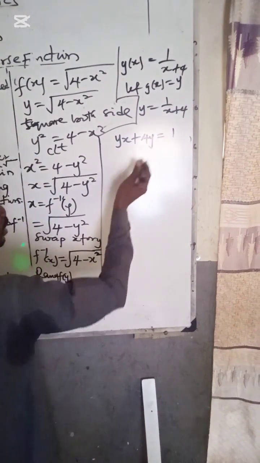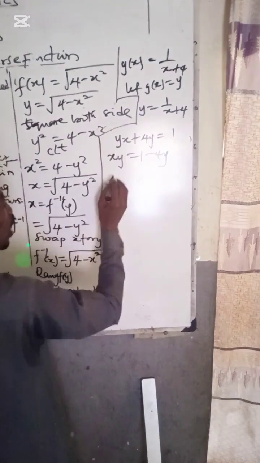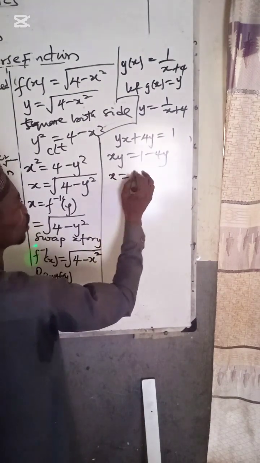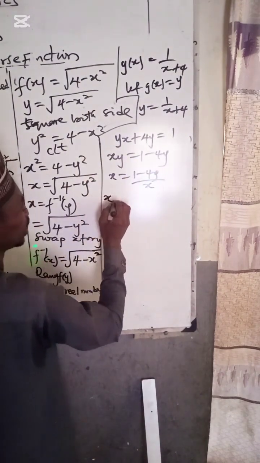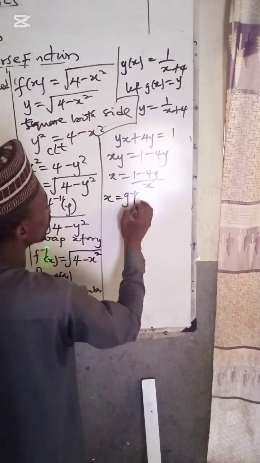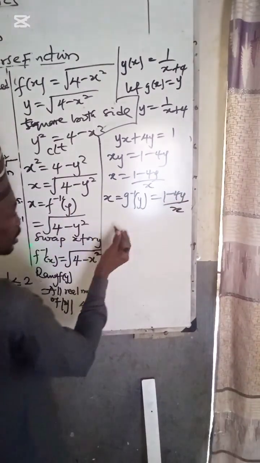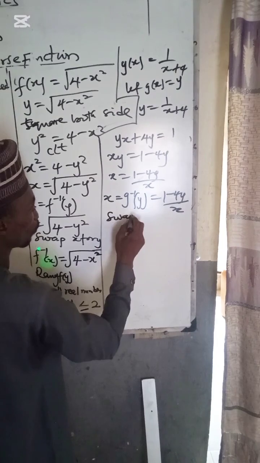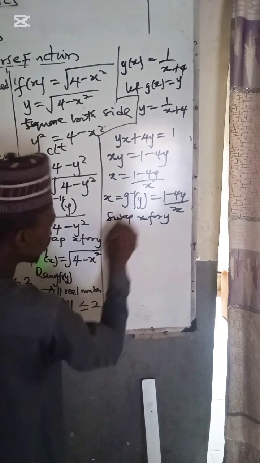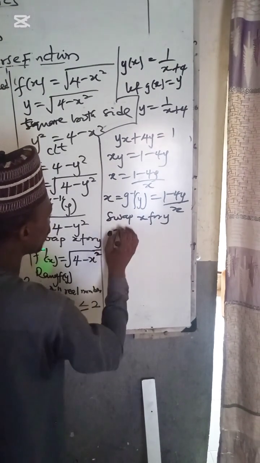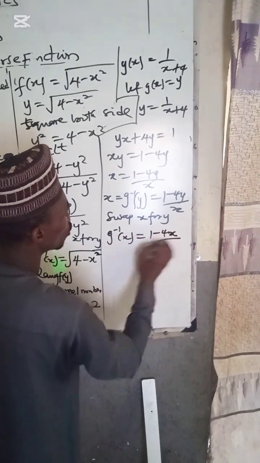Here, make x the subject of formula. We have xy plus 4y equals 1. Now, we are making x subject of formula. So xy equals 1 minus 4y. Then we have x equals 1 minus 4y over y. Remember, we said x equals the inverse of y. Now, swap x for y. Here we have g inverse of x equals 1 minus 4x over x.